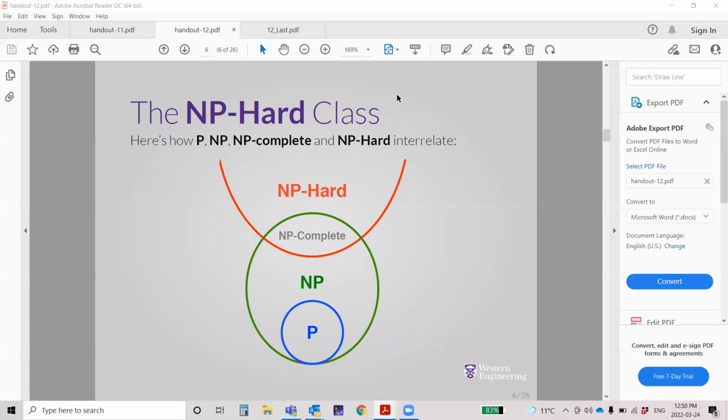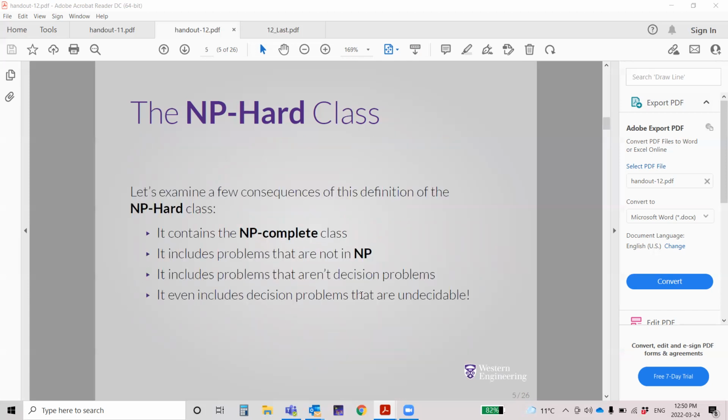Okay, Ardia. We answer this here. Ardia was asking, are they just decidable problems, or decision problems? No, it includes both.